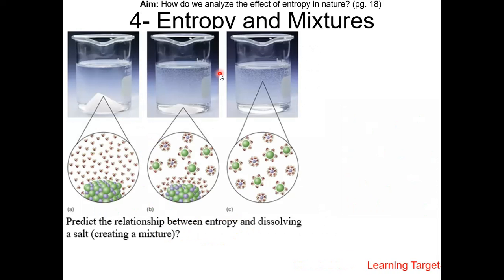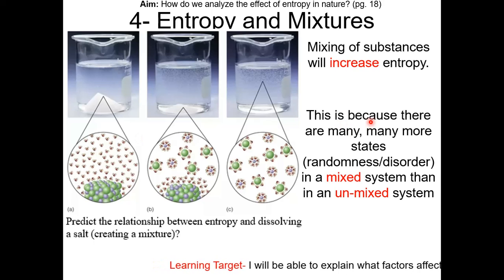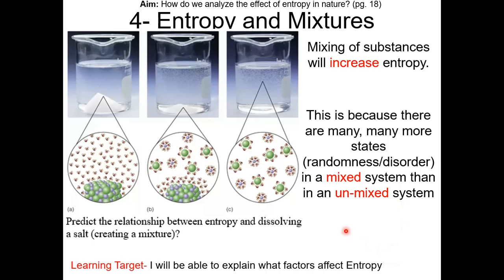The next relationship that we're going to cover is entropy and mixture. In this diagram, we are dissolving salt in water. We are creating a mixture. So what might be the relationship between entropy and creating a mixture? By creating a mixture, we're increasing entropy. Why? Because mixtures have more possible states and arrangements, more randomness than unmixed systems. So when we mix things together, entropy will increase.